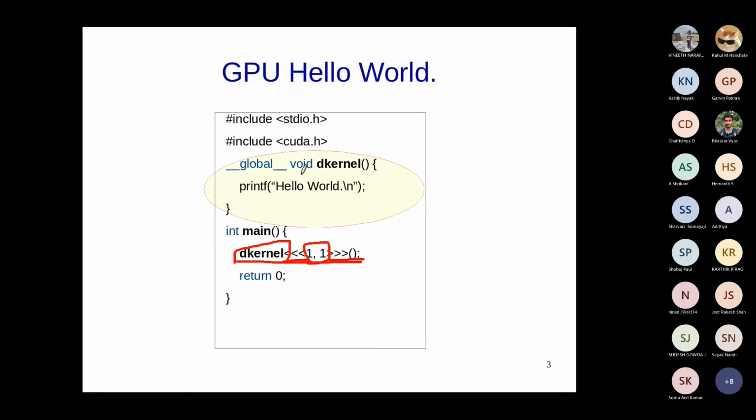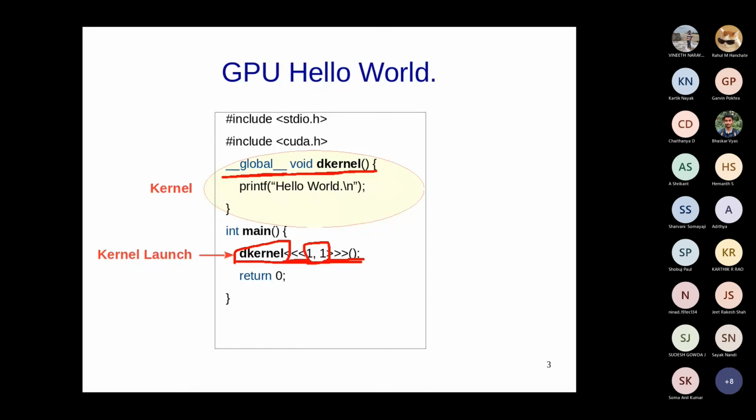That kernel is written like what we specify as a normal CPU function, like void something, right? The return type of this function is always void. It will become clearer why that is so. In addition, I need to specify a particular mnemonic called underscore underscore global underscore underscore, and that defines that this particular function can run on a GPU, okay? So this we'll call a kernel, and the function call we call a kernel launch or kernel invocation.